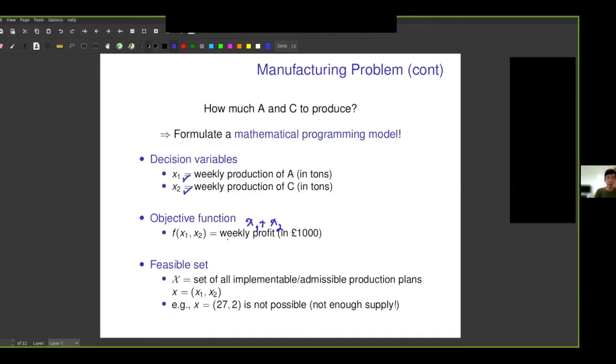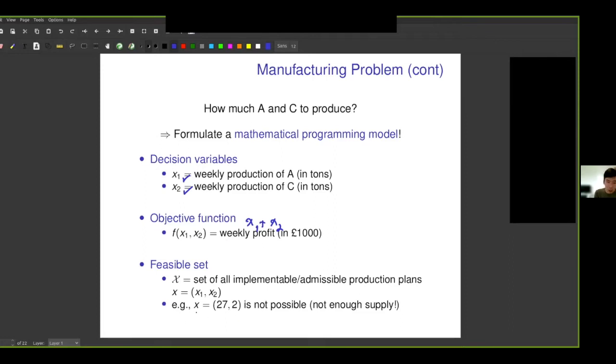And now in terms of the feasible set, it's the scope of the values that x1 and x2 can take. We know just from the problem description that x1 and x2 cannot take just any arbitrary values. First of all, x1 cannot be negative. Second of all, x2 cannot be negative. But it still doesn't mean that all positive amounts will be okay.